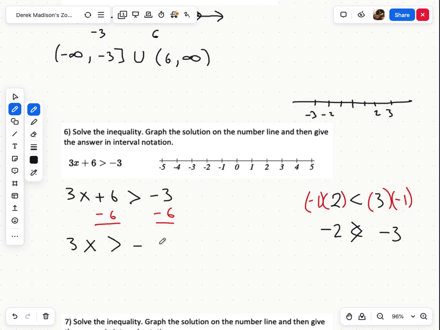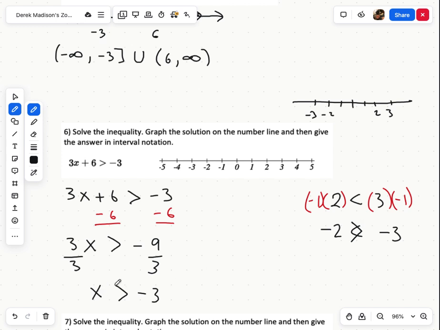So that's going to be a negative 9. And then I would divide out the 3 on both sides. And that would give me x is greater than negative 3. So it's right there where I'm multiplying or dividing. In this case, it's division. I divide it by a positive, so there's no flip on this one.